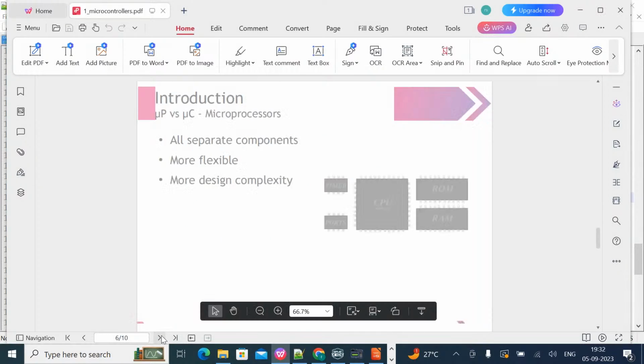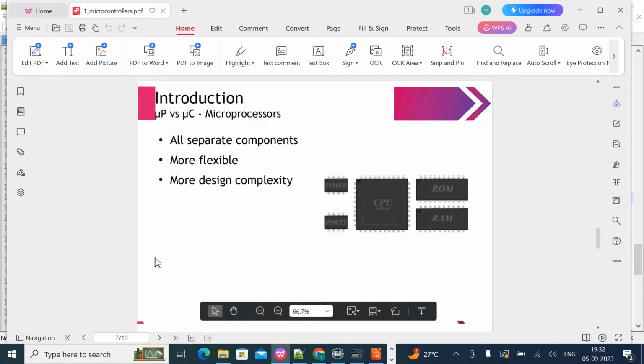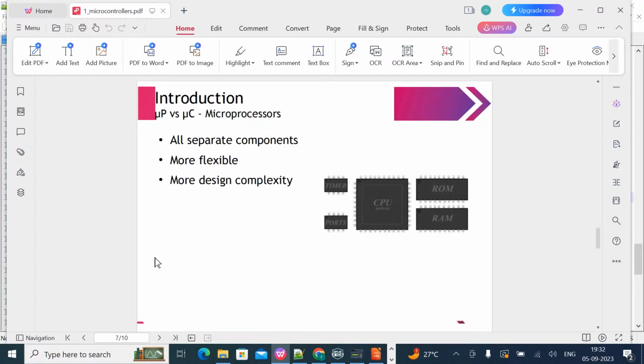Now let me go to the next slide. Your favorite question from the last class, I will be getting this question: ma'am, what is the difference between microcontroller and microprocessor? Many of you asked. The plan was to cover that in today's session. Now focus here. What is the difference between microcontroller and microprocessor? Let me talk about the microprocessor first.